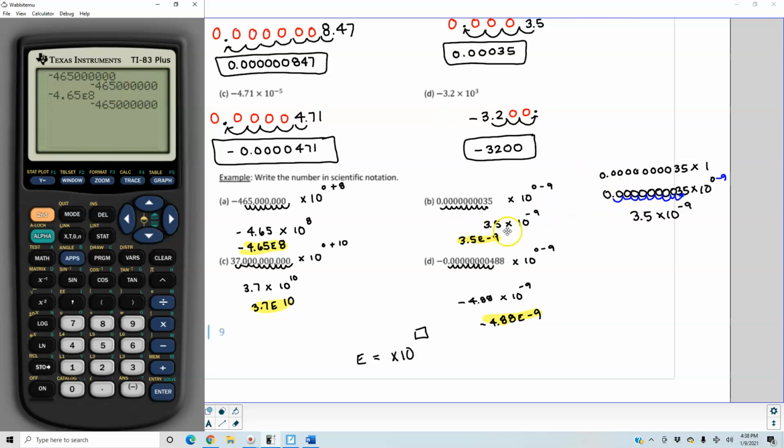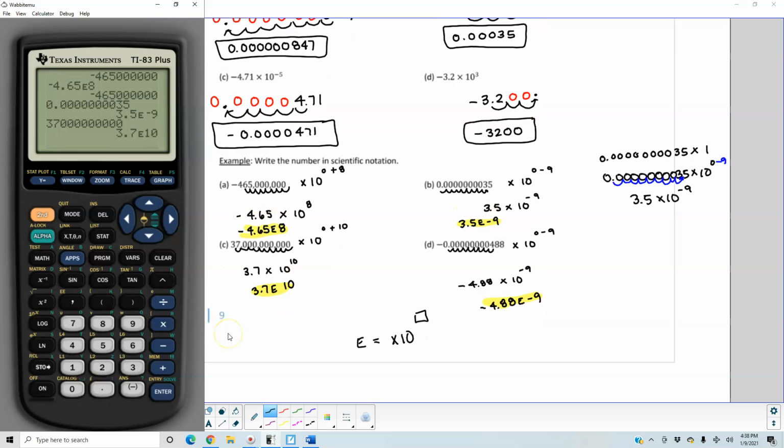Let's take a look at 3.5 times 10 to the negative 9. So we have 0.12345678335. That is the number, and you can see here what we get is 3.5 e to the negative 9, which is the same thing as 3.5 times 10 to the negative 9. Let's take a look at this next one, 37 billion. So 37, then 1, 2, 3, 1, 2, 3, 1, 2, 3. Let's see what it gives you. It gives you 3.7 e to the 10, which is the same thing as 3.7 times 10 to the 10th power.